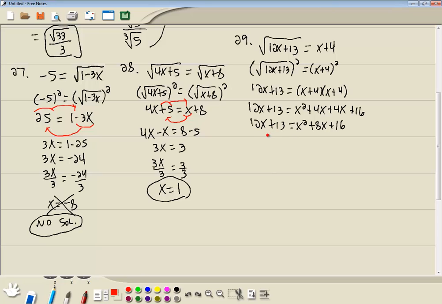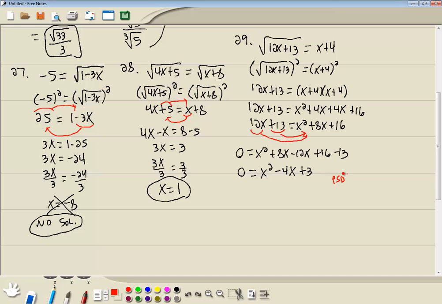Now this is a quadratic. We have an x squared. So we want to get everything over one side, 0 on the other, and then factor. So I'll take 13, move it over, and I'll take 12x and move it over. Remember, when you move anything across or equals, your sign changes. So we're going to have 0 equals x squared plus 8x minus 12x plus 16 minus 13. 8x minus 12x is negative 4x. 16 minus 13 is 3.